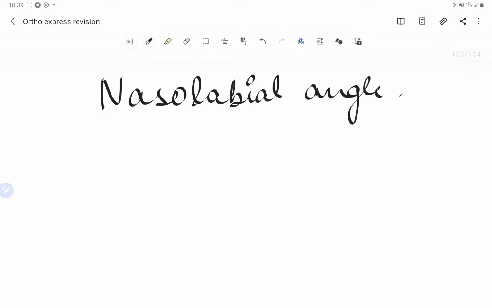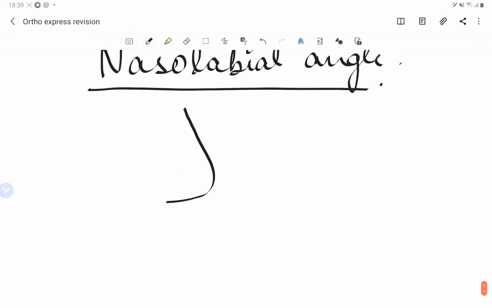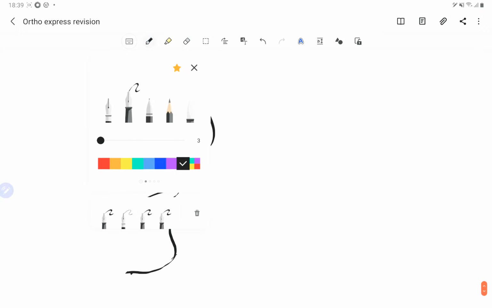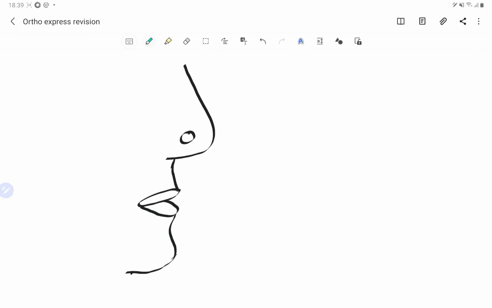This is an angle which is formed by the lower border of the nose. So we have to make a nose here. Lower border of the nose and a line connecting the intersection of the nose and the upper lip. So here we have the upper lip. So this angle is formed by, my lovely students, by the intersection of the lower border of the nose, basically a line connecting the intersection of the nose and the upper lip with the tip of the lip.